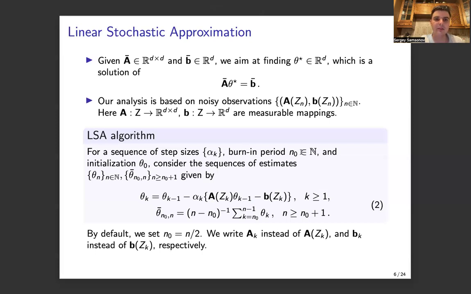So I will start with the part on the general linear stochastic approximation procedure. We aim to find the solution of the system of linear equations defined on the slide. Neither the system matrix A bar nor the right-hand side b bar is available directly. However, they can be estimated based on noisy observations A of Z_k, b of Z_k, where Z_k is either an IID sequence or a Markov chain. Then the LSA algorithm is defined by formula 2. We will consider the properties of the Polyak-Ruppert averaged estimate theta bar, equipped with a burn-in of size half of the available observations. That is, we set n_0 to be n over 2.